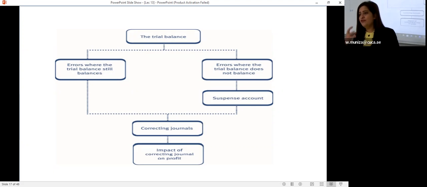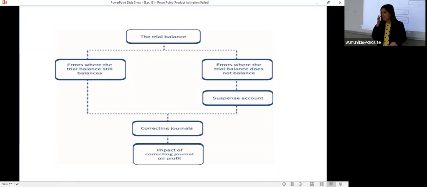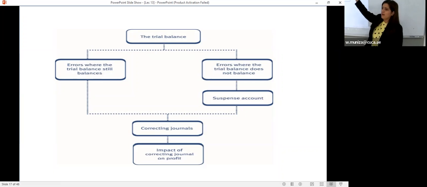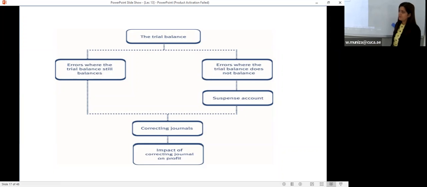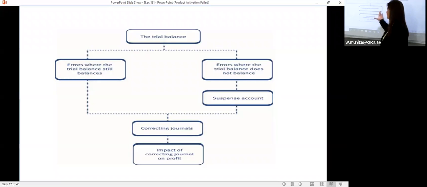So for catching those errors, we have to do a detailed analysis if there is a possibility to do that. In this chapter, we are going to learn about the trial balance, the errors where the trial balance still balances, and the errors where the trial balance does not balance. We are going to look at the concept of the suspense account, and at the correction or rectification of errors and the impact of the correcting journal on profit.